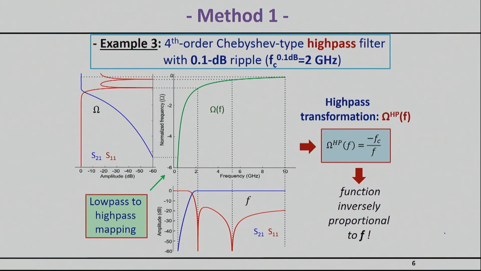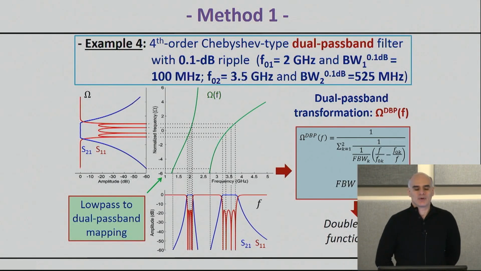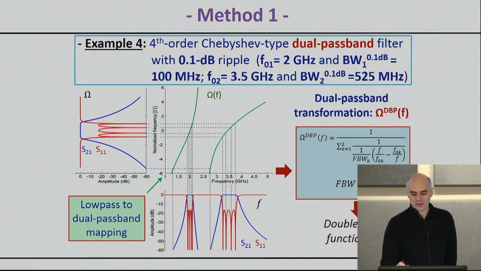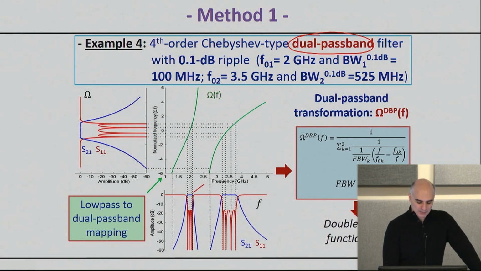Here's another transformation from low pass to high pass, and this is a transformation we've seen before, so here's basically the transformation that we need. Now here's an example that is a little bit more involved in the sense that I want to synthesize a dual passband filter. So when we're talking about a dual passband filter, it means I need two passbands. So here's an example. This is what I really want.